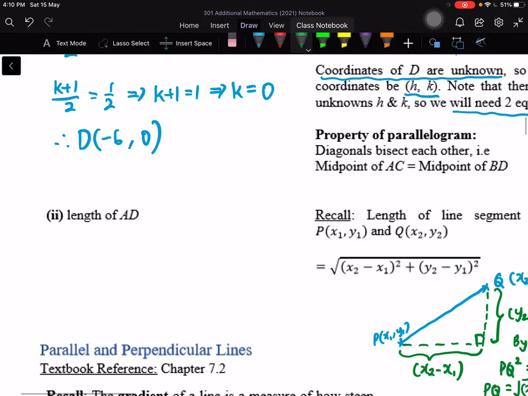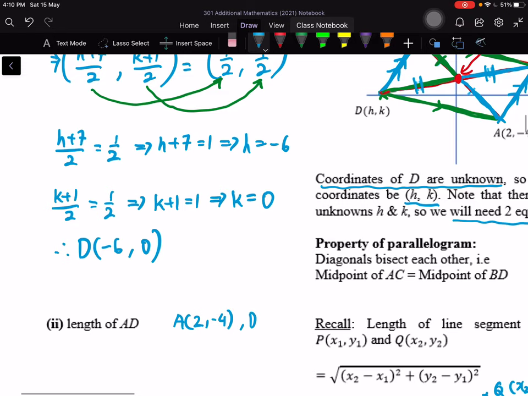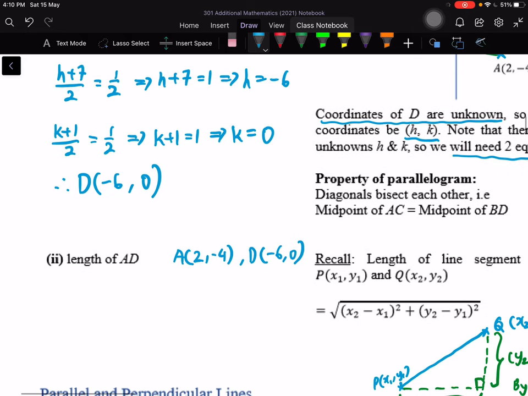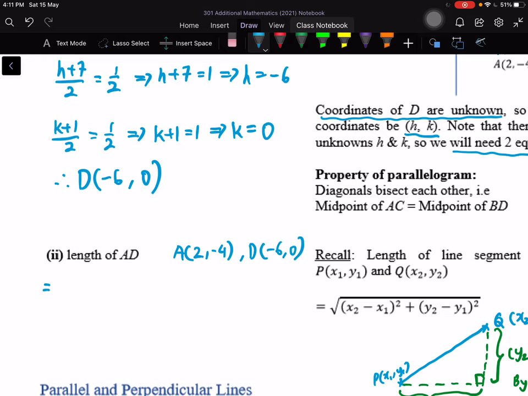Just to recall, for A, the coordinates are 2, negative 4. For D, the coordinates are negative 6, 0. To find the length of AD, the formula is x2 minus x1. It doesn't really matter which one you choose to be x2 and which one you choose to be x1. I will just call this x1, this y1, and here this will be x2, this one y2. You can choose any order. You can let A be x2, y2, it's fine.